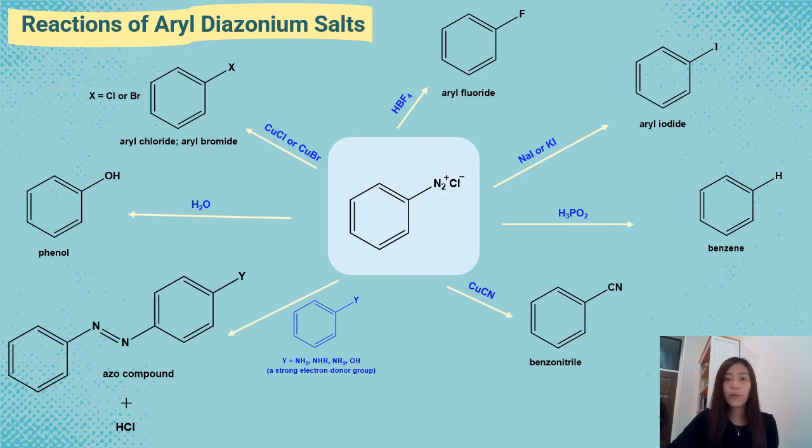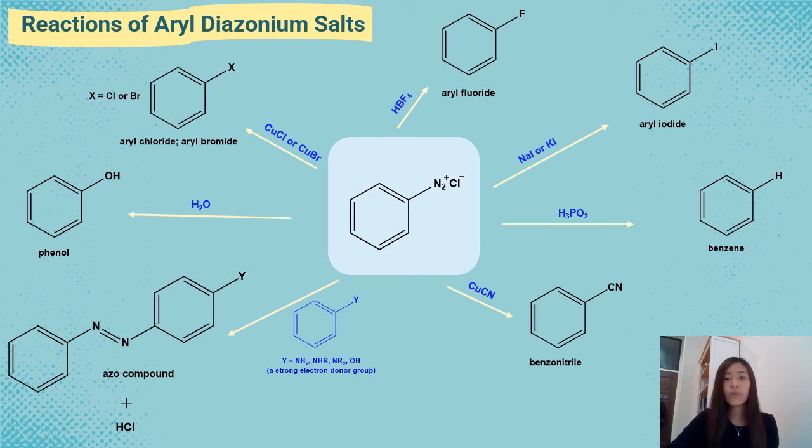They react with fluoroboric acid, HBF4, to form aryl fluoride, and react with sodium or potassium iodide to form aryl iodide. To form benzene, the aryl diazonium salts react with hypophosphorous acid, H3PO2. Benzonitrile can also be synthesized by reacting the aryl diazonium salt with copper(I) cyanide.